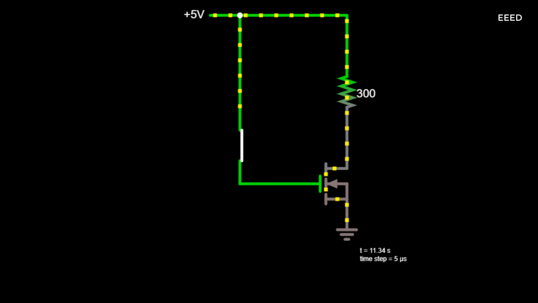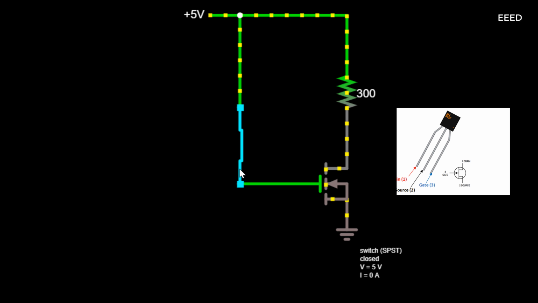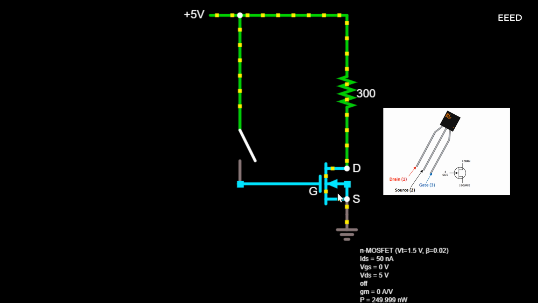A switch circuit using a MOSFET. When the switch is closed, the gate voltage is brought high enough relative to the source that current can flow. The gate draws no current, but can control the flow of current across the source and drain.